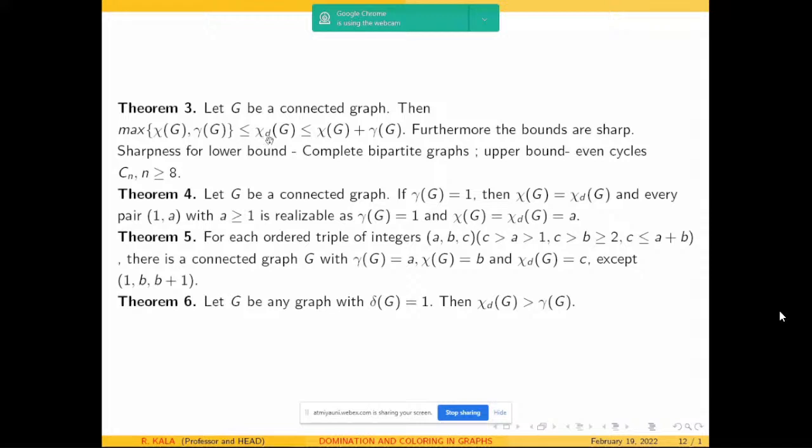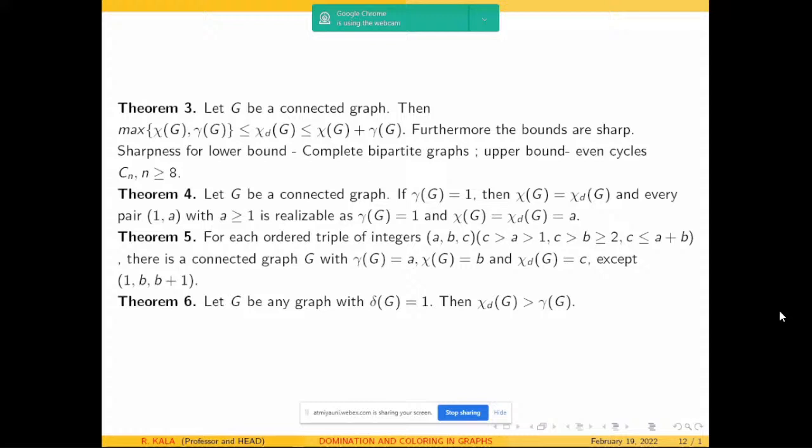So take a dominator coloring partition. From every color class, pick up one vertex. Okay, so you have V1, V2, etc., V chi d. I claim that this is a dominating set. So take this set as S. Take any vertex V in V minus S.